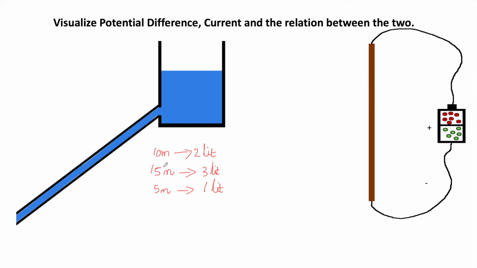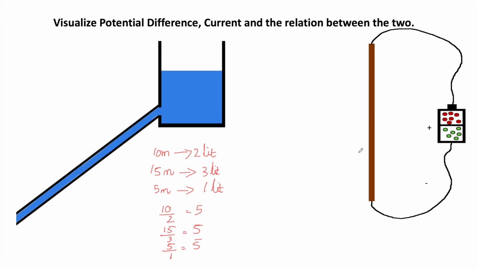What can we conclude here? If the height or potential difference is more, the rate of flow will be more. If the potential difference is less here, then the rate of flow of water will be less. So the potential difference is directly proportional to the flow of water. So we can write like 10 by 2 is 5, 15 by 3 is 5, 5 by 1 is 5. If we divide the potential difference by the rate of flow of water, we always get a constant value.